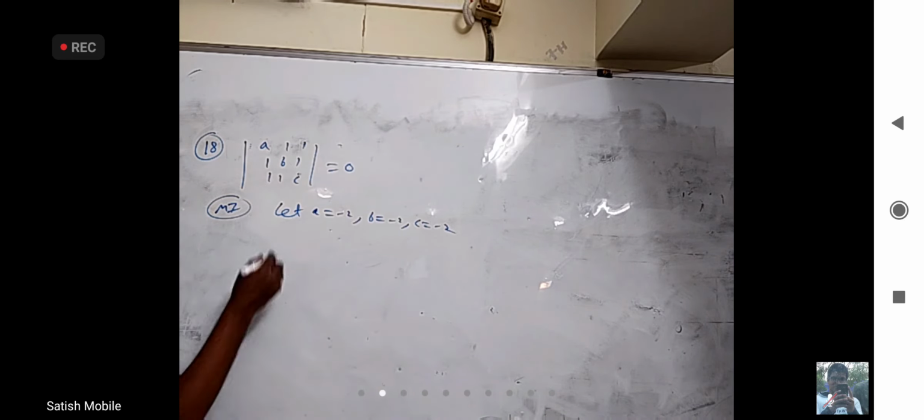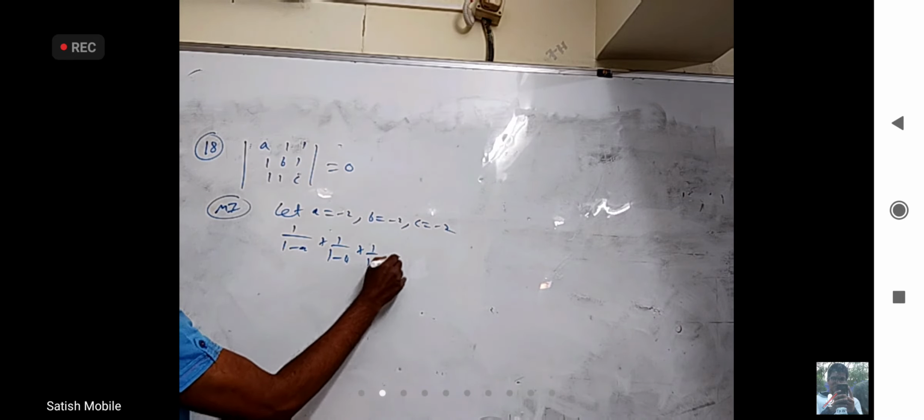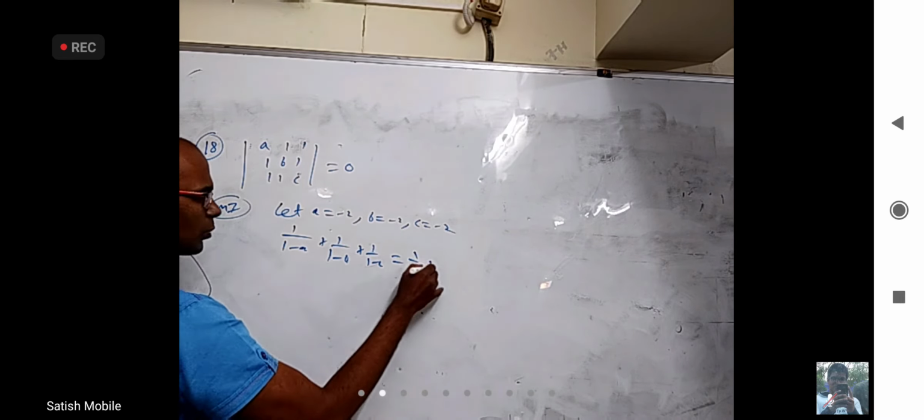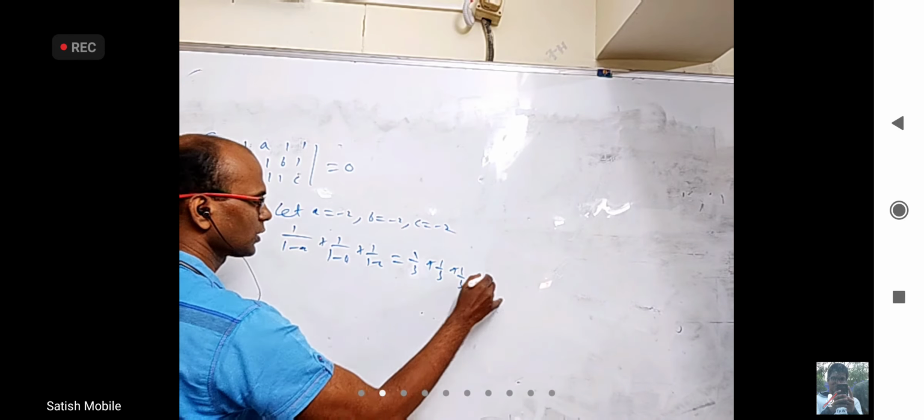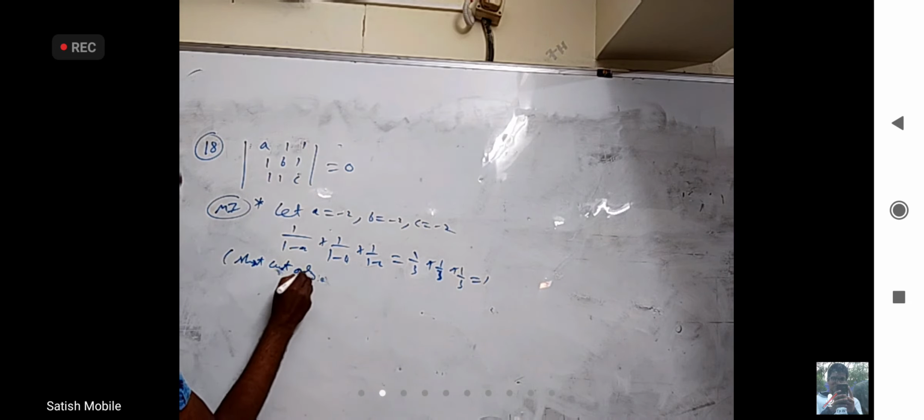Now the value of 1 by 1 minus A plus 1 by 1 minus B plus 1 by 1 minus C is simple. Put it here. You will get 1 by 3 plus 1 by 3 plus 1 by 3 equal to 1. Once again, this is only a shortcut method. I should put a star, conditions apply.